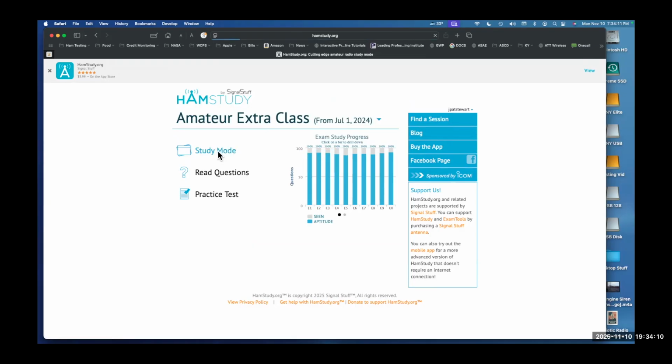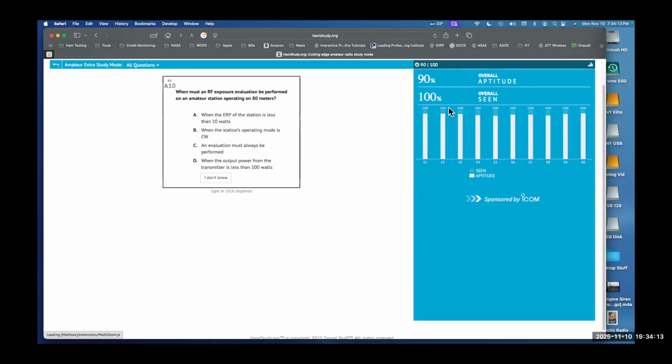When I was studying for my extra, I got to the point where I had seen all the questions, and I had an aptitude. I don't think it was this high, but it was like 87%. So when I got to this high of an aptitude, I felt like I was ready to go take the test. So I was able to go to a local club, not my club that I'm a member of, but there's a club about 25 miles down the road, and they offered the test through Exam Tools.